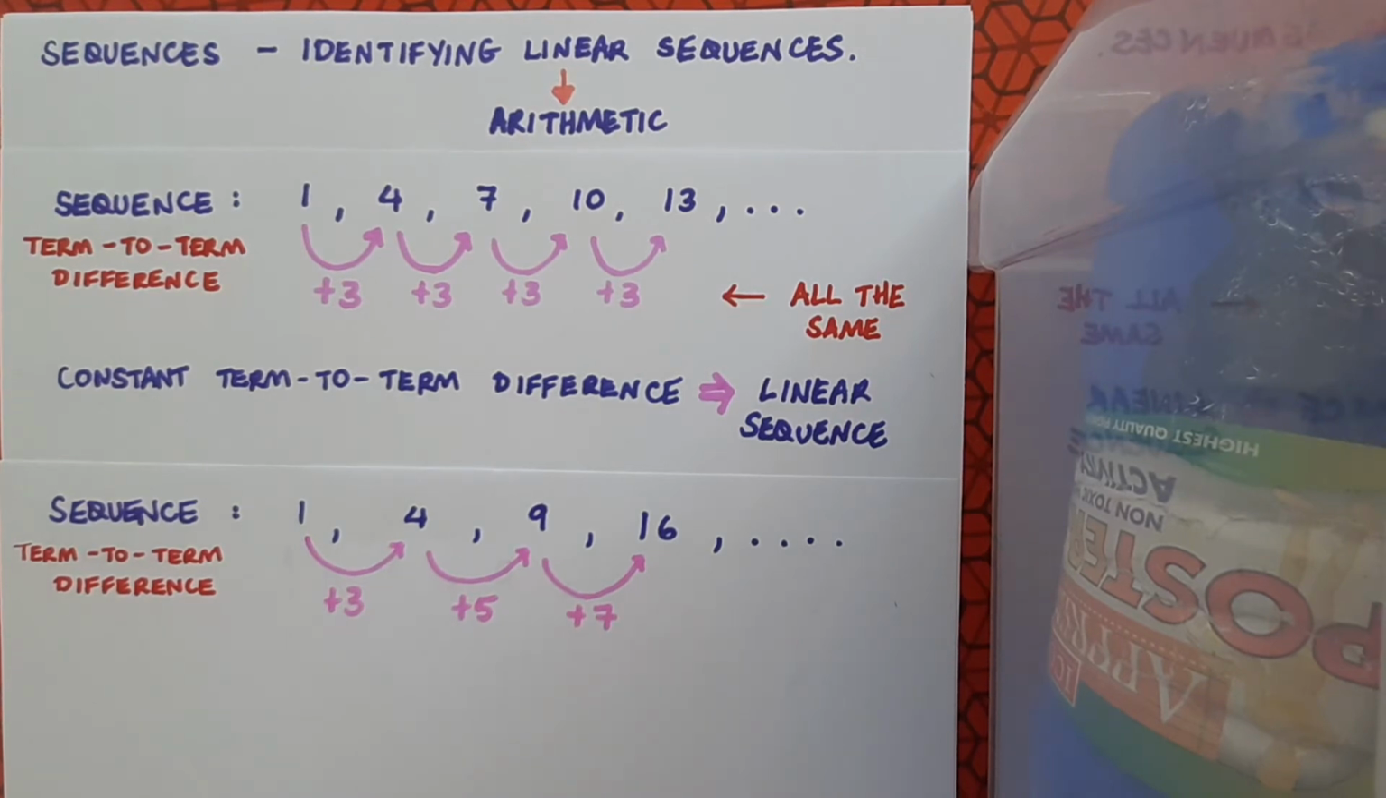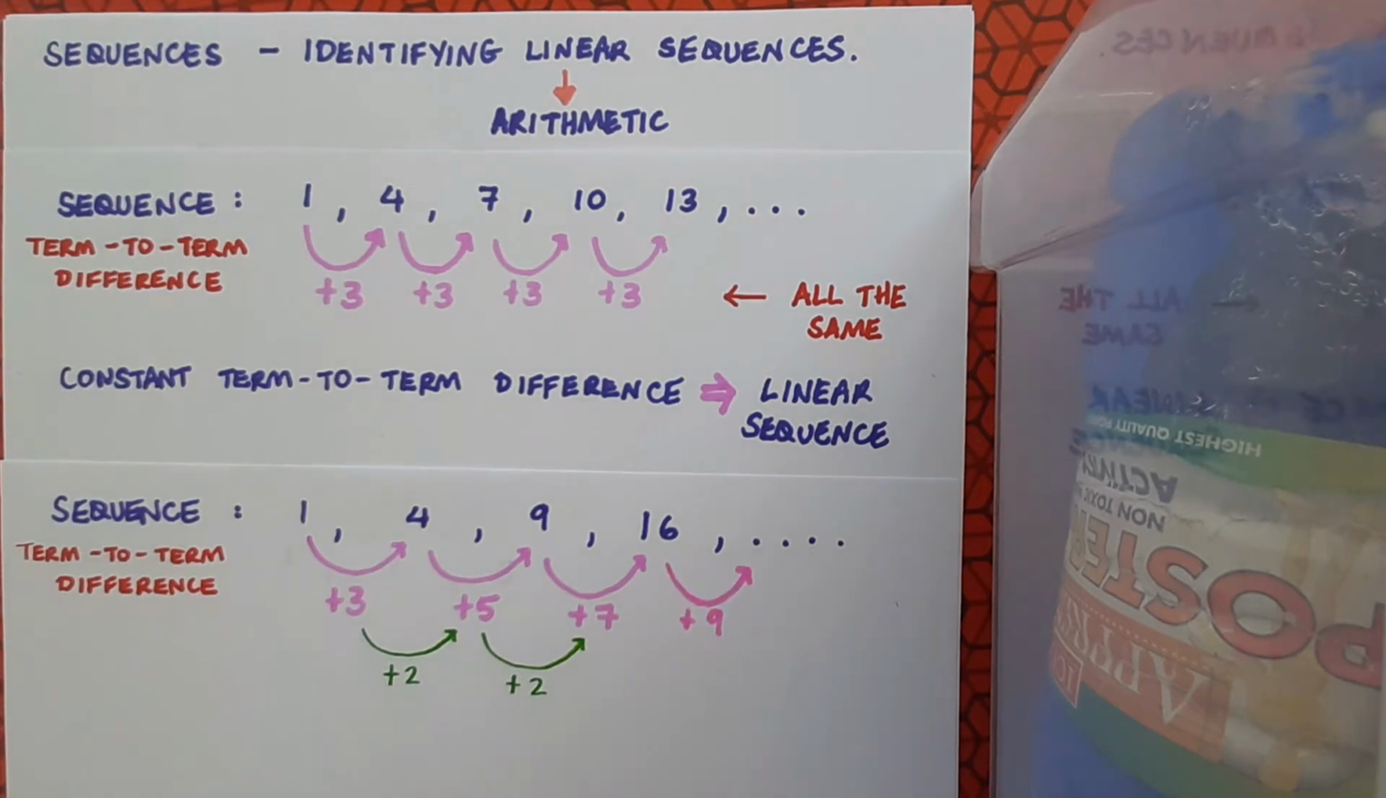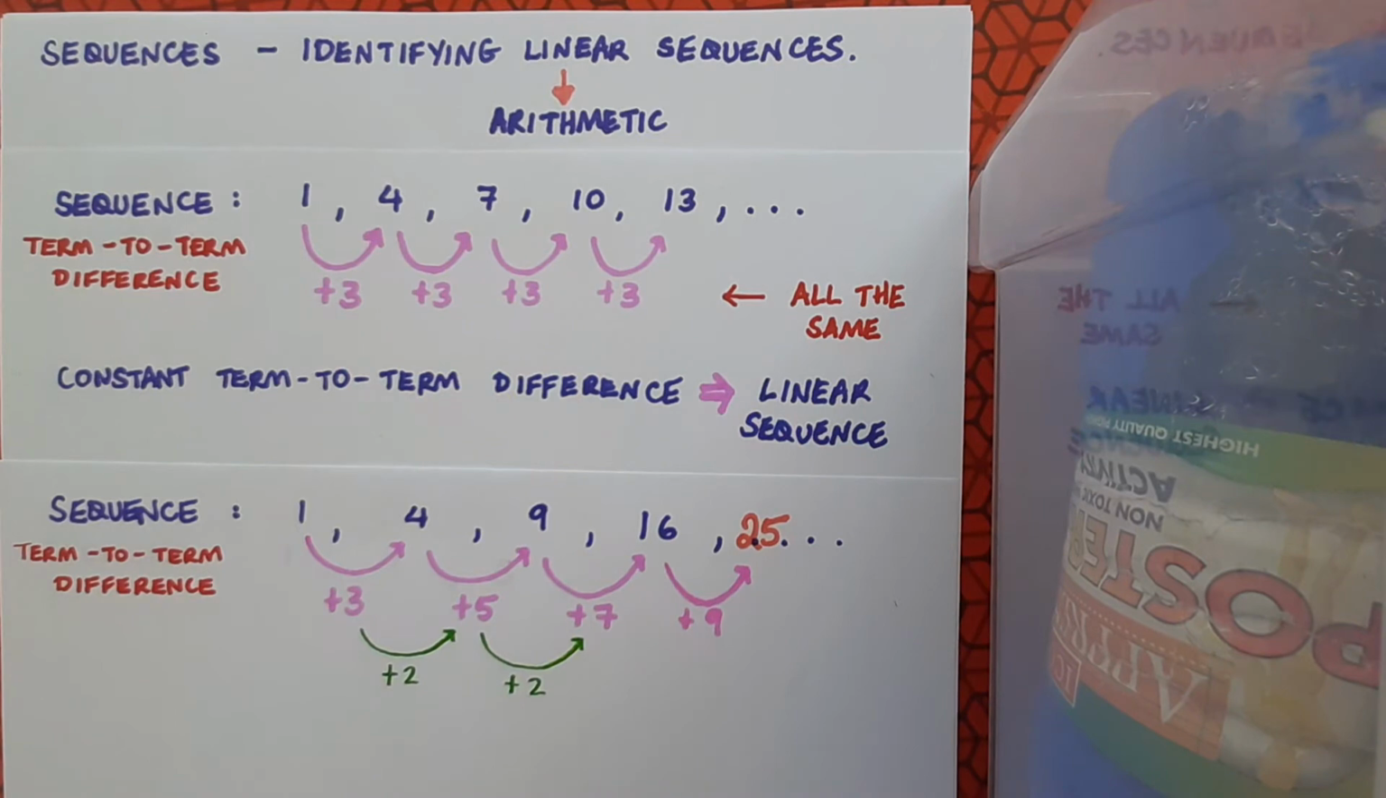And you can see here, if I was to go an extra layer in, that I can find the difference between the differences. So each time 2 is getting added to the difference to generate the next term. You can probably predict what the next term in the sequence would be. I'd need to add 9 and I'd get 25. But even though I can do this, it's still not a linear sequence because the term-to-term differences, this pink line, weren't the same.